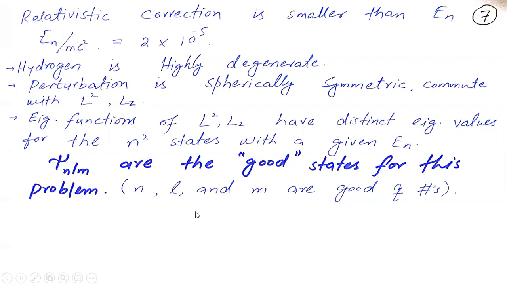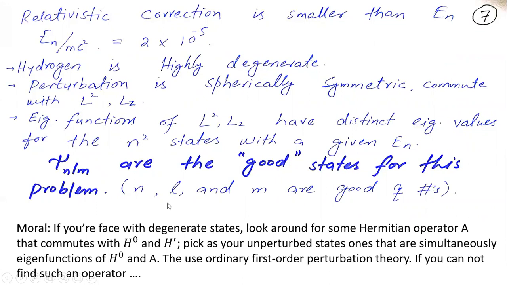So in other words, we are using the theorem which is mentioned in Griffiths. The theorem says that if you are faced with degenerate states, as in our case, where our system is highly degenerate because hydrogen is a highly degenerate atom, then look around for some Hermitian operator A. In this case, our Hermitian operator consists of L square and Lz. This is our Hermitian operator that commutes with H naught and H prime. So L square and Lz both commute with H naught and H prime.